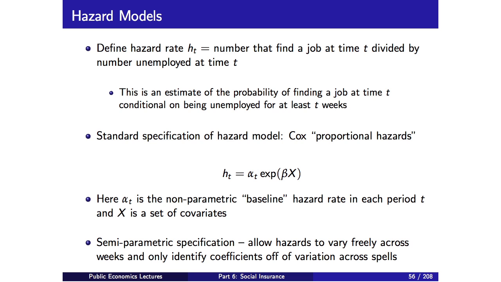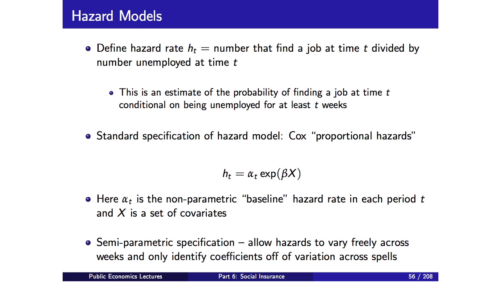So let's define the hazard rate, H_t, as the number of people that find a job in week t divided by what's called the risk set, or the number of people who are unemployed at time t. So the way to think about H_t is that it's just the conditional probability of finding a job at time t, conditional on being unemployed for at least t weeks. Right? So if there are 2,000 guys in your sample unemployed at week 10 and 100 of them find a job in week 10, we'd say the hazard rate is 5% in week 10. And it's always defined as a fraction of the people who are still unemployed at that time.